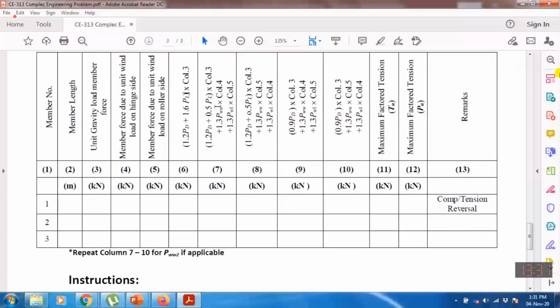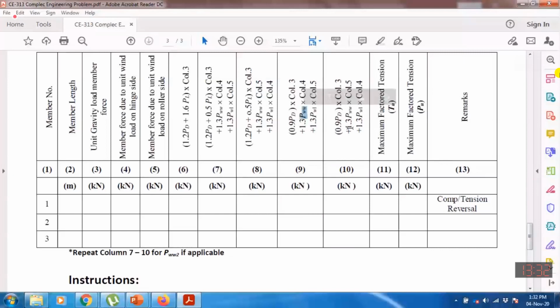You already have the panel windward load. For windward load, if you are assuming wind is blowing from the hinge side, this column will be multiplied with column number 4, and the leeward will be the roller side. But if the wind is blowing from the other side, then the hinge side will become leeward and the roller side will become windward. Similarly, we have load combination number 3. In load combination number 3, the wind is blowing from the hinge side, and in load combination number 5, wind is blowing from the roller side.